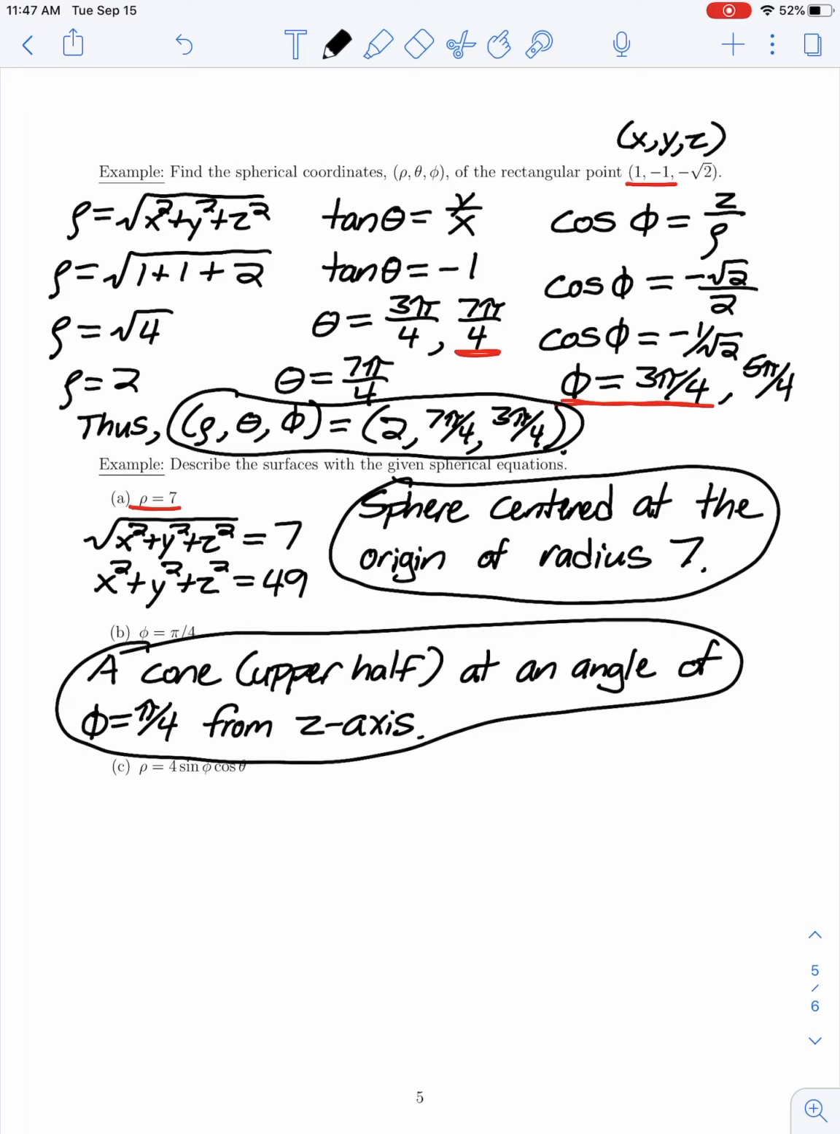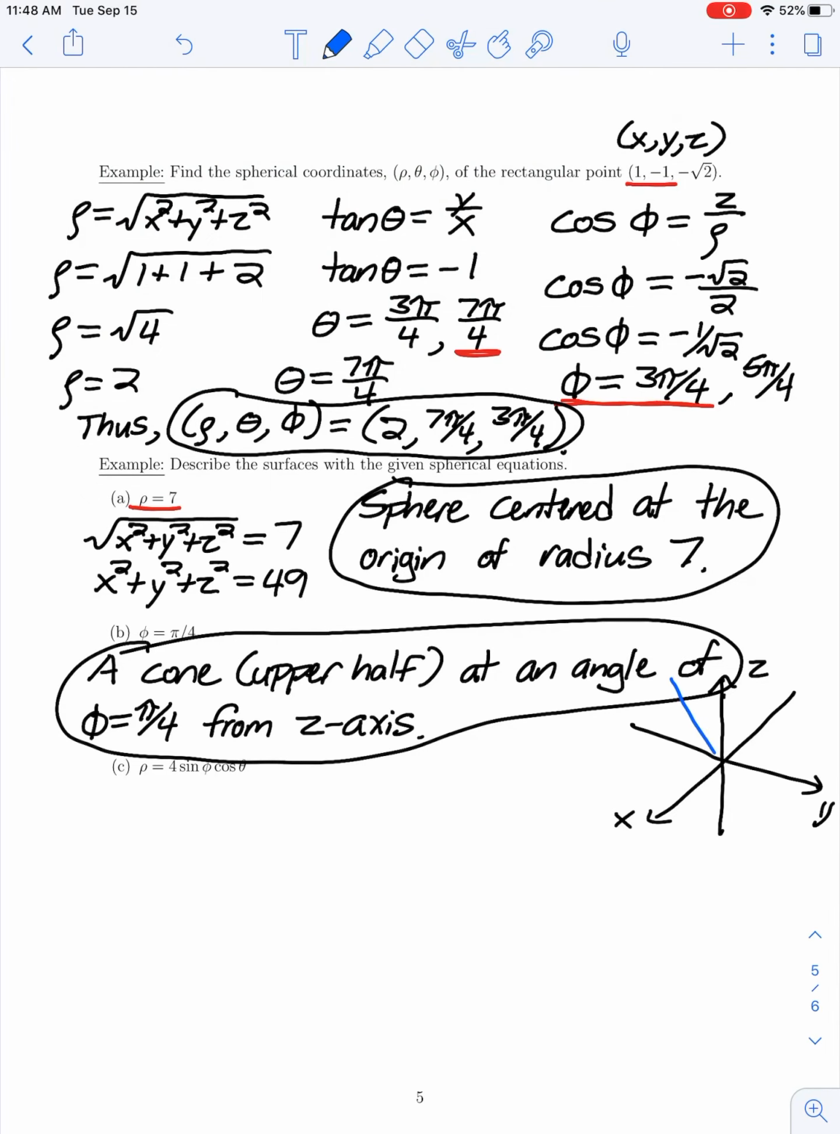So here would be a description. Now to visualize that, let's think about why this makes sense. If we have our x, y, z space, and we're looking at the set of all points which are rotated downward from the z-axis by an angle of 45 degrees, we would be describing a cone where this angle of rotation from the z-axis is our constant value of phi. In this case, pi over 4 radians, or 45 degrees.